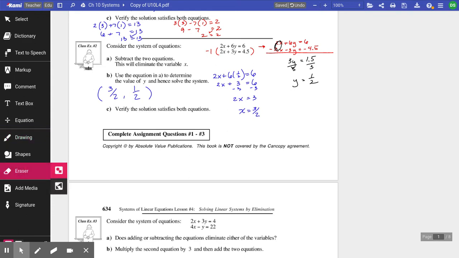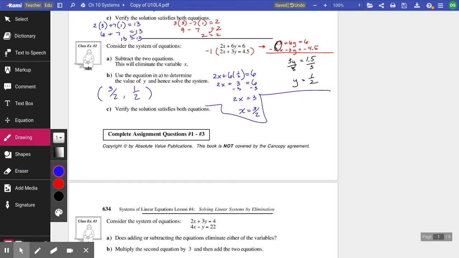I will take the time to verify. So to verify, I have to check in both equations. So I will start in my first equation. Let's make it purple. So I will say 2, there's an x. Put your fraction in. Don't panic. Okay, 2 times 3/2, your 2's will cancel. This will become 3 plus 6 times a half is a 3, half of 6. And then I have 6 equals 6. Cha-ching. Good. Verified in one.